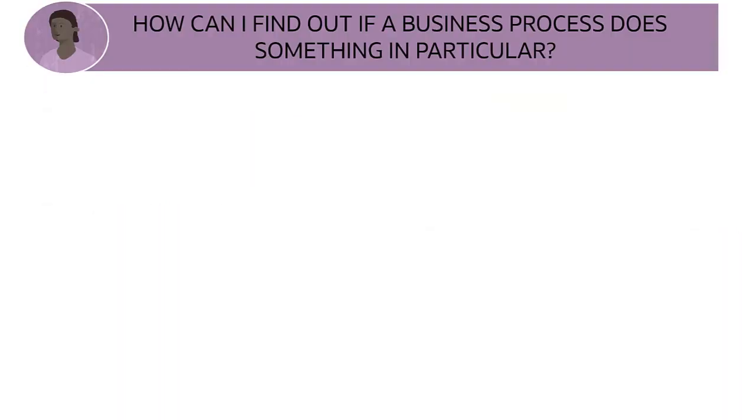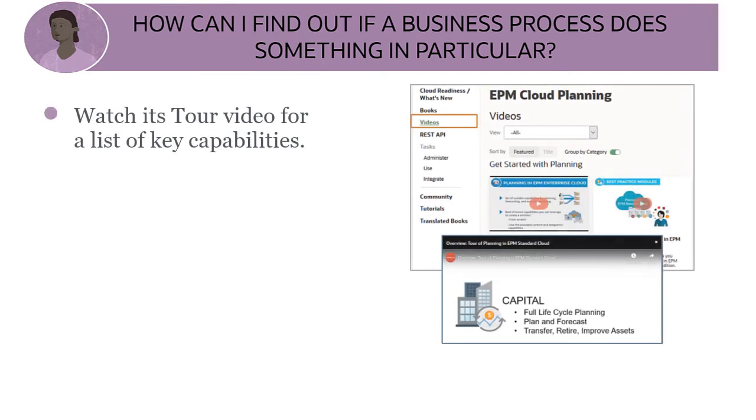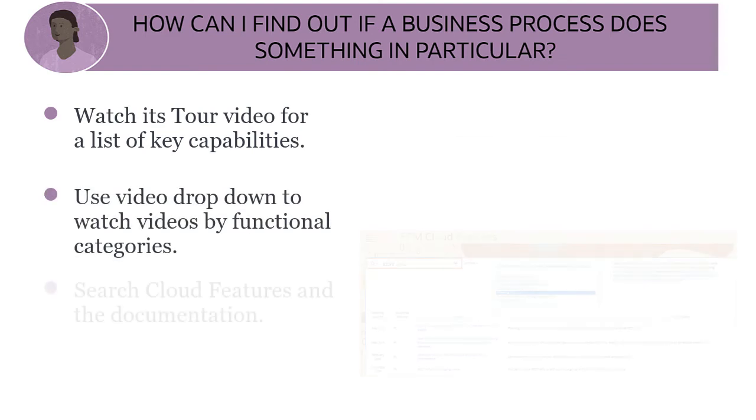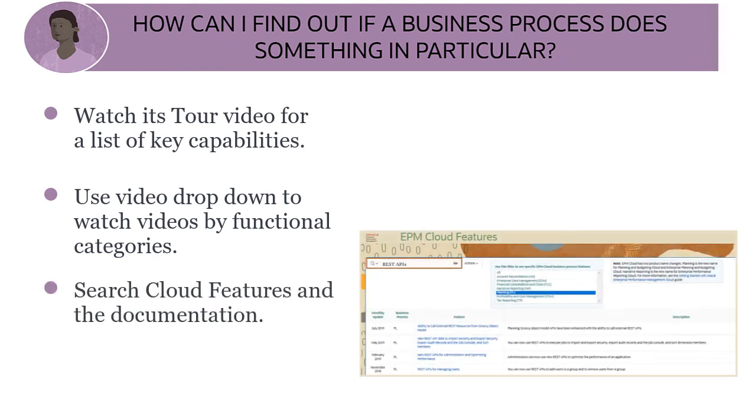To find out if a business process can do something in particular, watch its tour video for a list of key capabilities. Use the video drop-down list to identify and watch videos by functional categories. Search Cloud Features and the documentation, or do a general Google search.